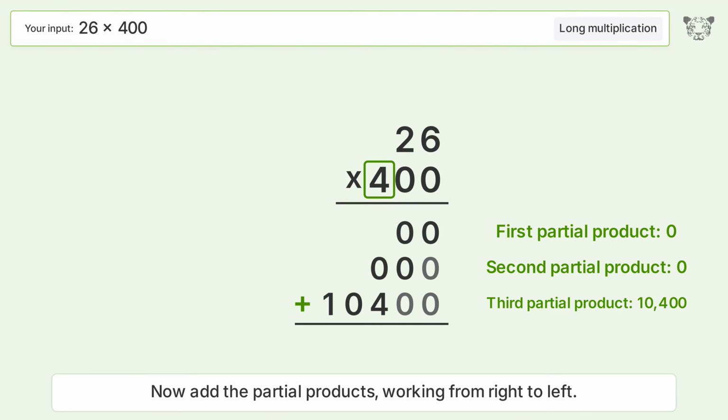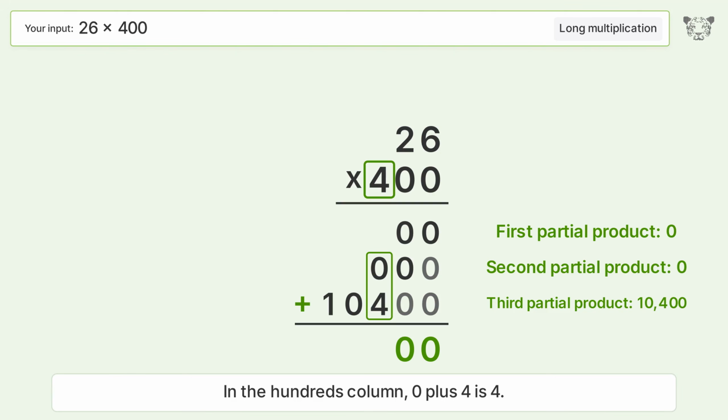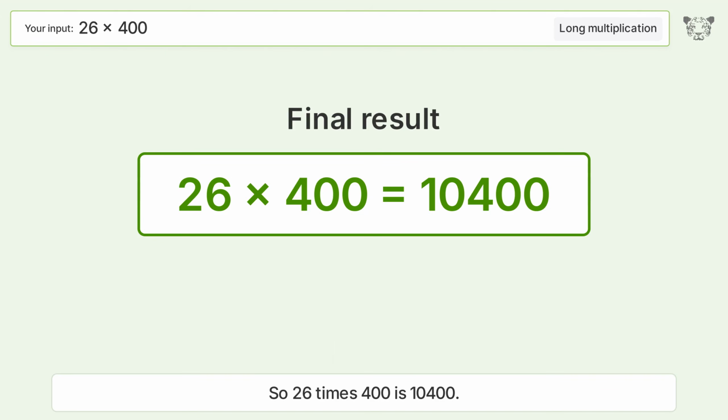Now add the partial products, working from right to left. The ones and tens columns each add to 0. Move right to left, one column at a time. In the hundreds column, 0 plus 4 is 4. In the thousands column, bring down 0. In the 10,000s column, bring down 1. The product of the whole numbers is 10,400. So 26 times 400 is 10,400.